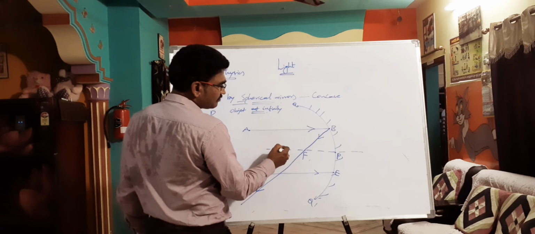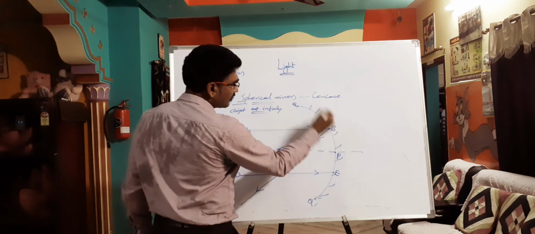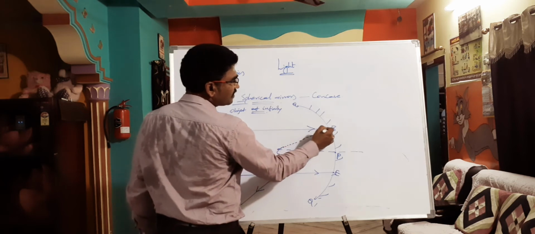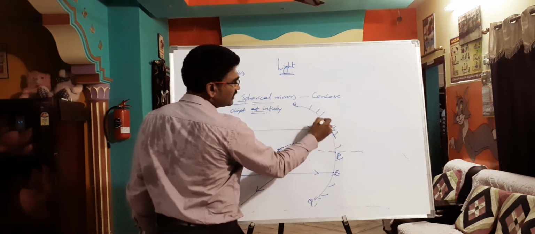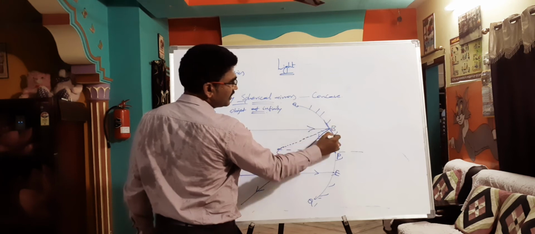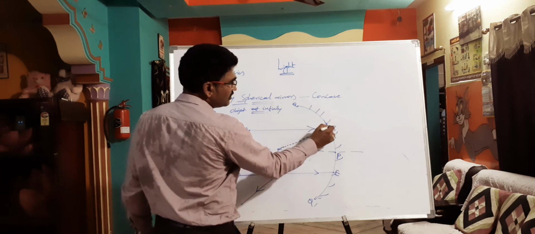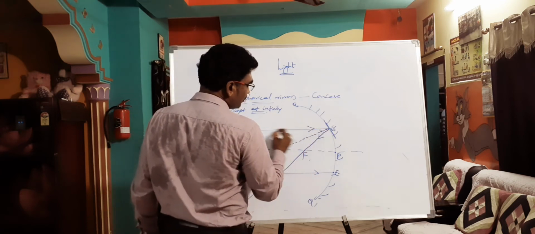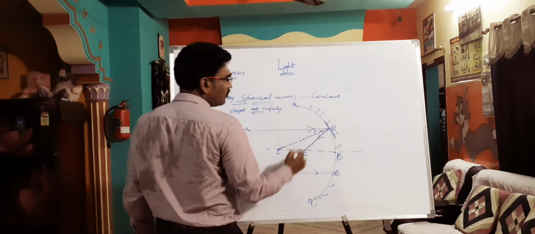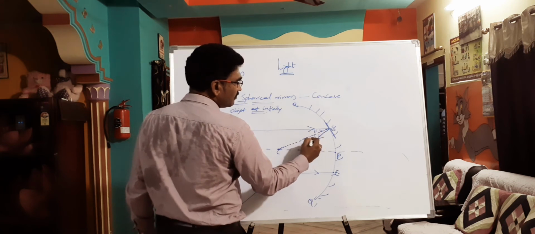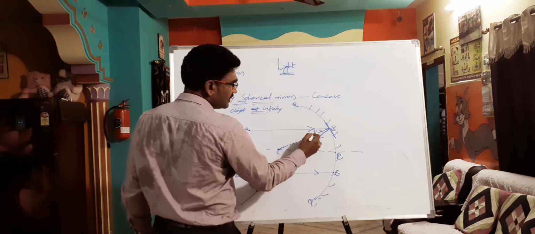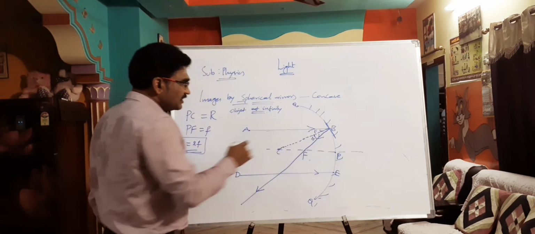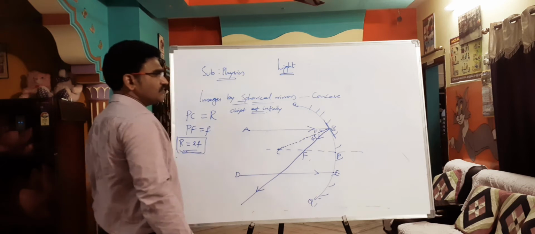How can you draw the normal? From the center. So from the center I have drawn a line. This line is making 90 degrees with the tangent I am drawing here. If I draw a tangent at this point, this line is making 90 degrees. Then if this is the normal and this is the incident ray, this becomes the angle of incidence, and if this is the reflected ray and this is the normal, then this becomes the angle of reflection. So this reflected ray is passing through the principal focus.